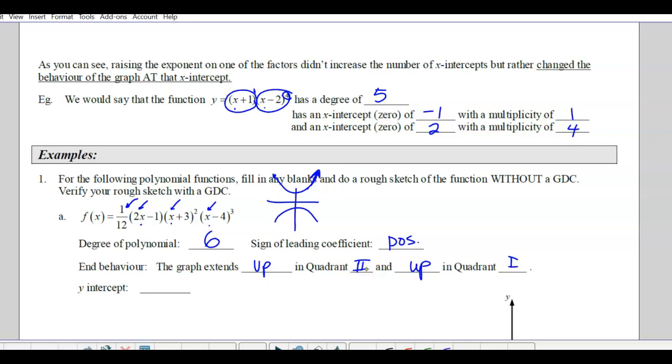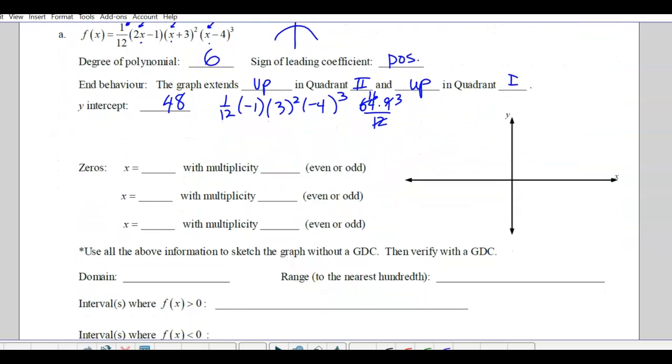Okay. The y-intercept is when x is 0. So just do a little bit of work here. That's -1, 3 squared, -4 cubed. And what's that going to be? It's going to be negative times a negative is a positive. And then 64 times 9 over 12. So 4 goes into that 16, and 3 goes into that 3, so 48.